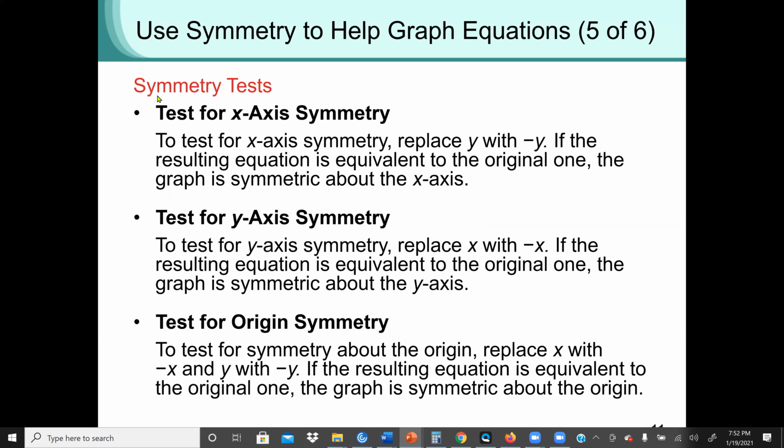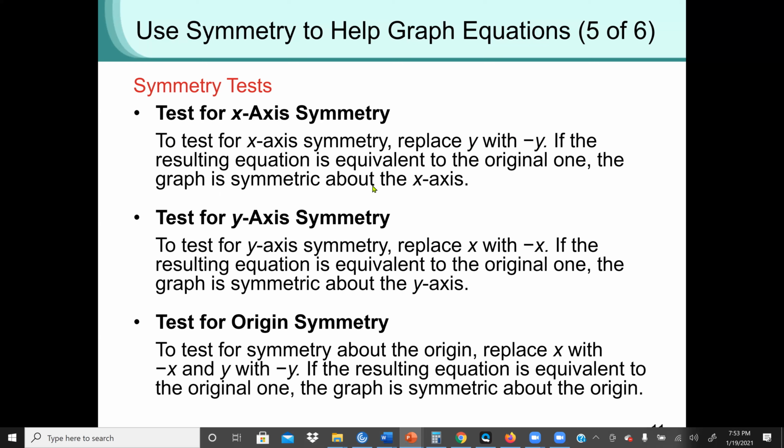Now we can also do what we call the symmetry test. So we can test for whether x-axis, y-axis, and origin. So now, to test for x-axis symmetry, we can replace y with negative y. If the resulting equation is equivalent to the original one, then we say the graph is symmetric about the x-axis. Again, for example, if y is 10, we are going to replace it with negative 10.